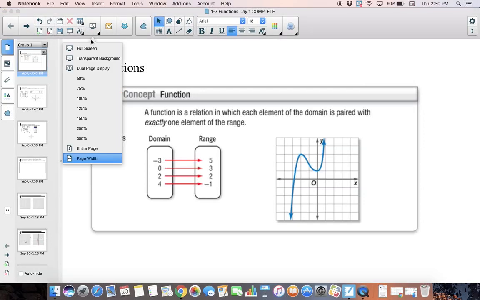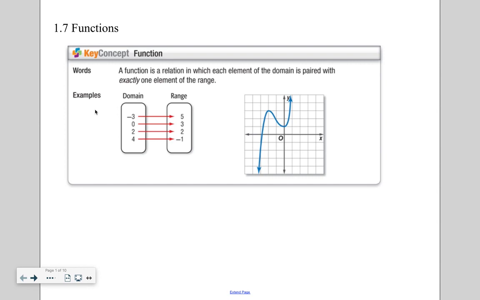So today we are going over functions. A function is a relation. We already talked about relations for 2 days. A function is a special type of relation. So it's a set of ordered pairs where each input, or each x value, has only one output, or y value. You can see an example of that here in a mapping diagram.